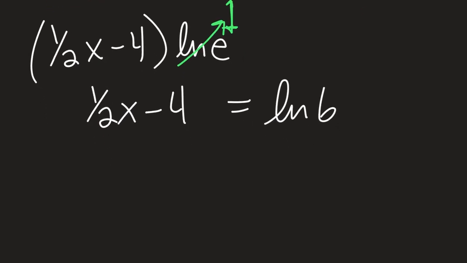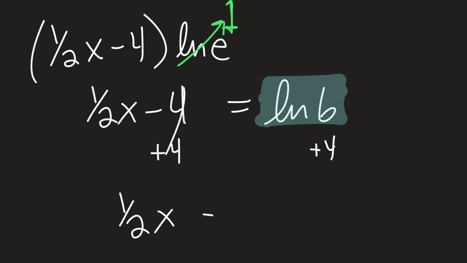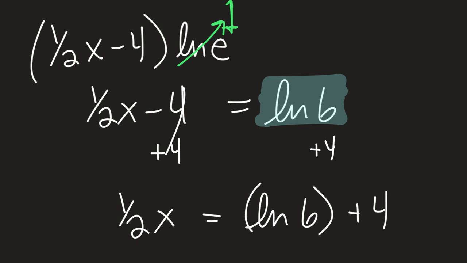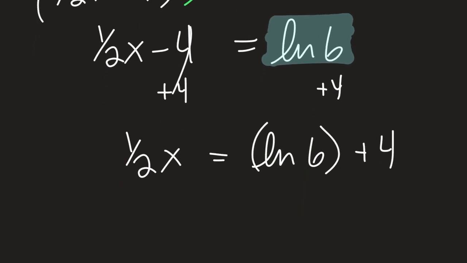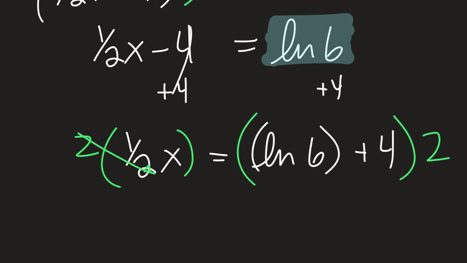Now, once again, you can decimalize the natural log of 6. Your calculator can take this and approximate it with a decimal. So if that's what your teacher wants, now would be a good time to do that. But we're going to solve by adding 4 to both sides. So 1/2 of x equals the natural log of 6 plus 4. Remember, this is a decimal. The 6 and the 4 do not combine together. And then our last step would be to multiply both sides by 2, because 2 times 1/2 is 1. So we would multiply everything by 2.